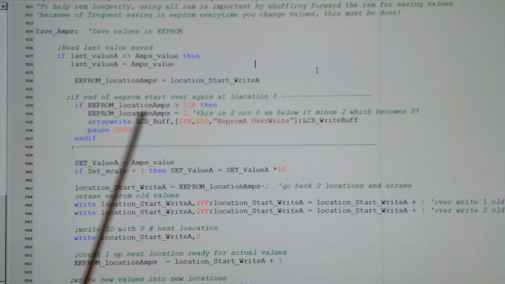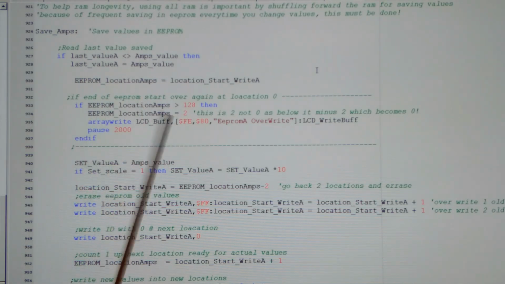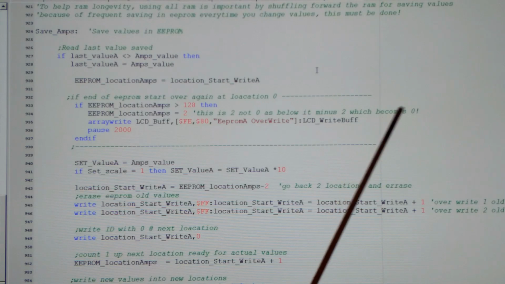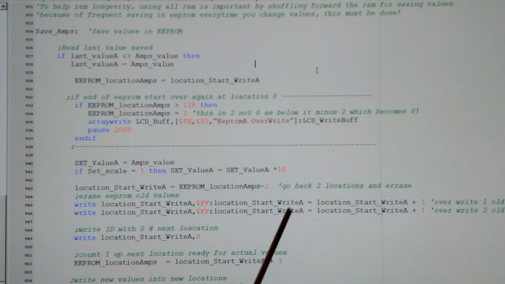Now the EEPROM location equals 2. I didn't put a 0. This is 2, not a 0, as below it minus 2, which becomes 0, okay? So, because every time you write to the new location, you have to erase, which I'm writing again, the last 2 locations, actually last 3 locations, because the first location is the ID location, okay? So, because I always have to go back, I had to put a 2 there, because it will become a 0 here.